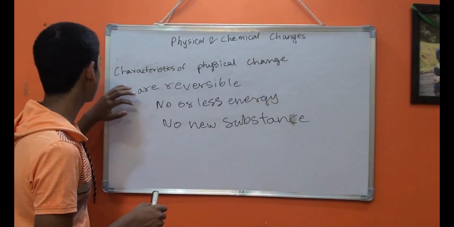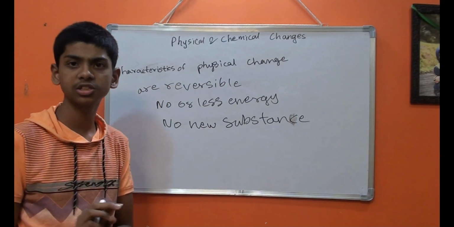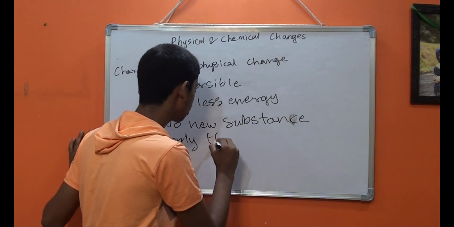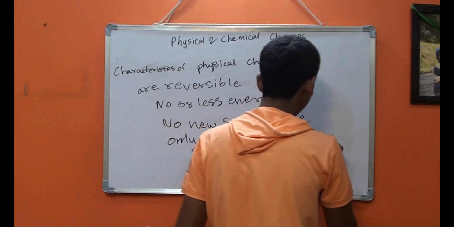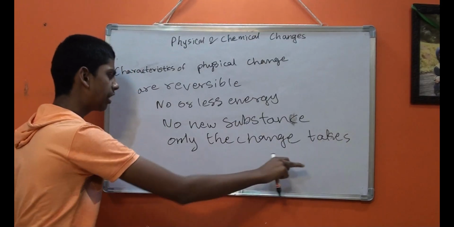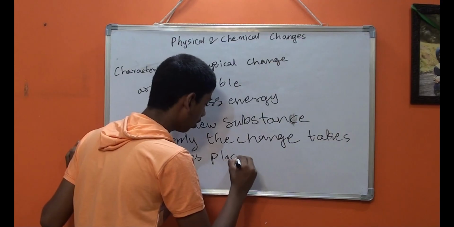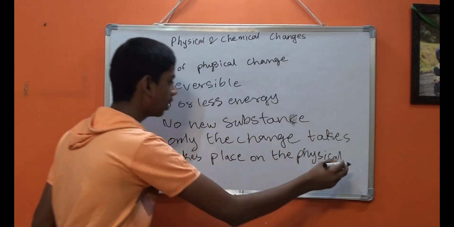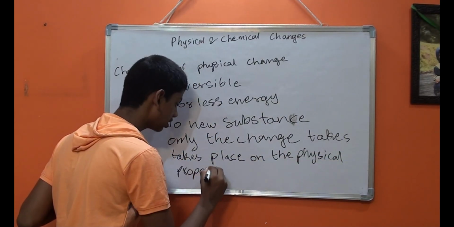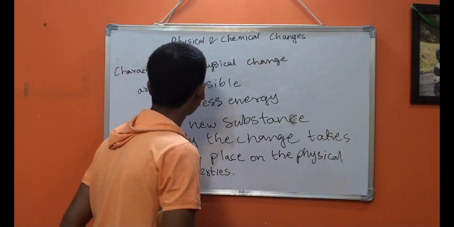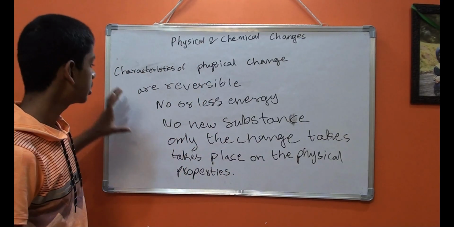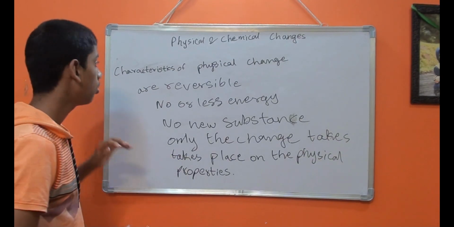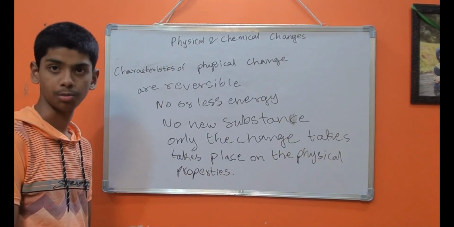Now the last characteristic of physical change is that the change takes place only on the physical properties. It only makes change on the physical properties. Now these are the characteristics of physical changes. Now let's go on to our next topic.